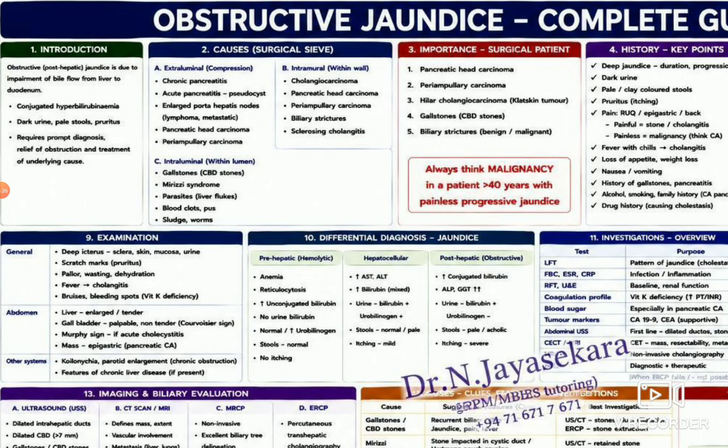Intramural causes: diseases within the duct wall, which include cholangiocarcinoma, biliary strictures, sclerosing cholangitis. Intraluminal causes: things inside the lumen, which include common bile duct stones, parasites, sludge, and blood clots.